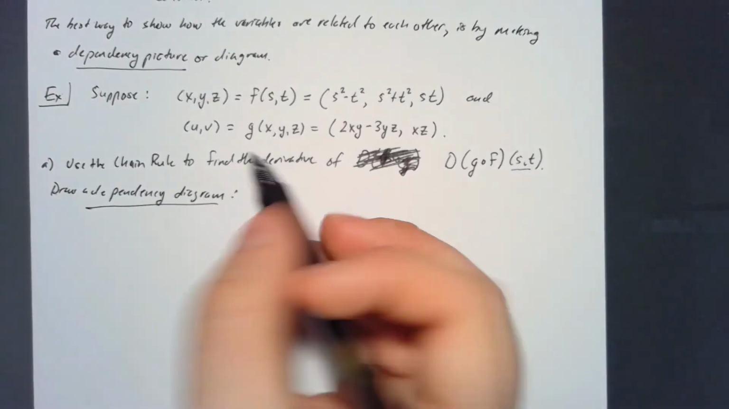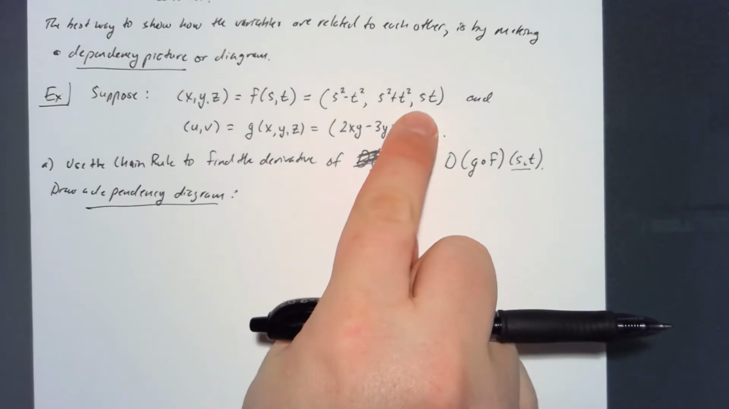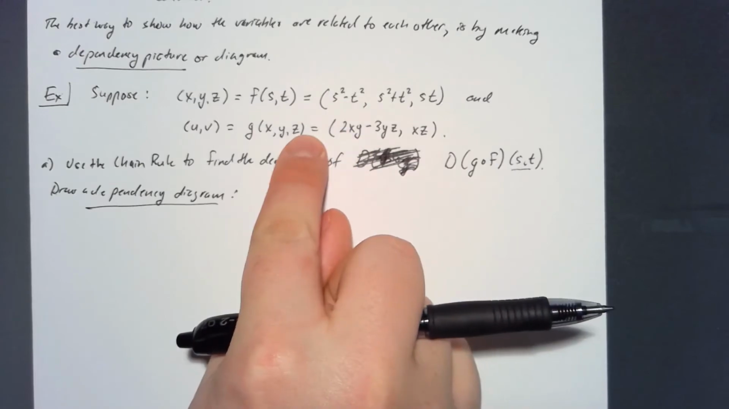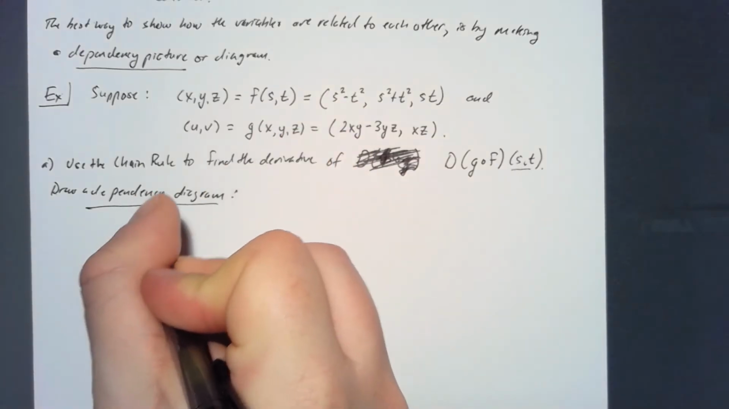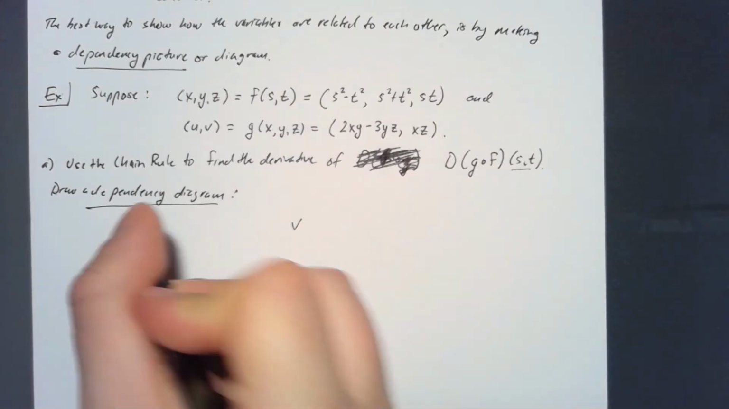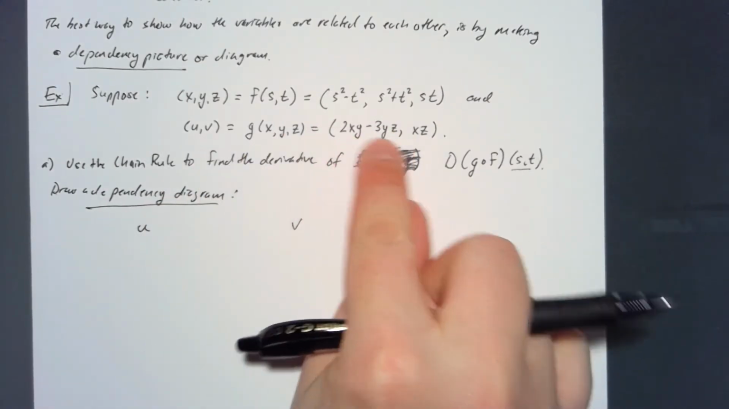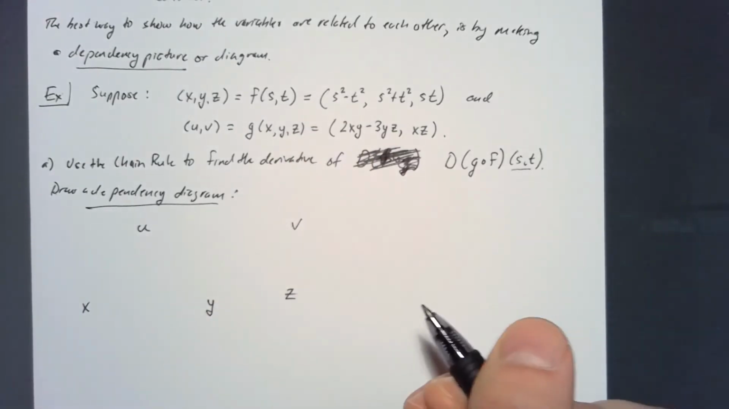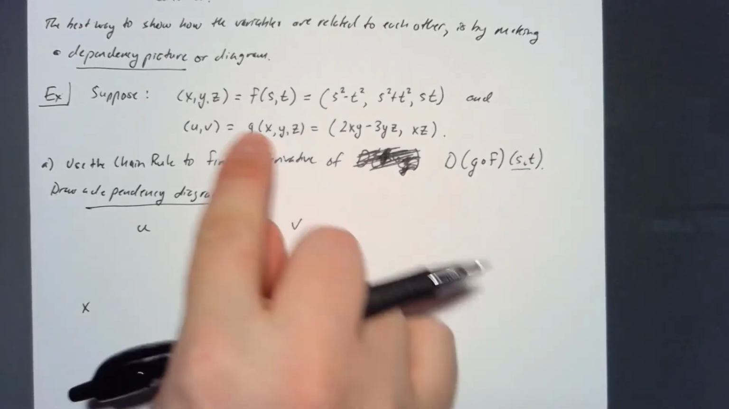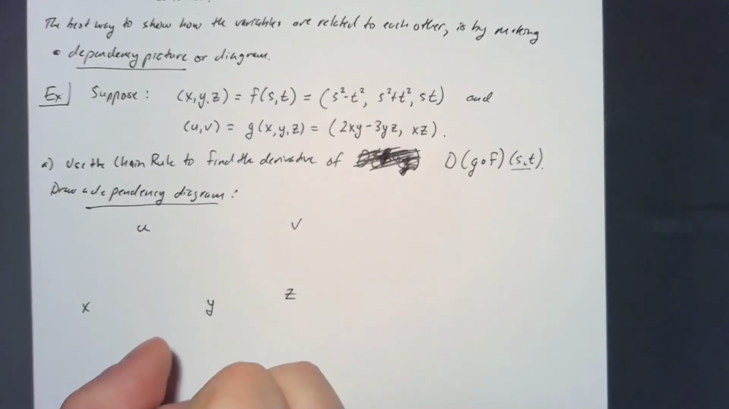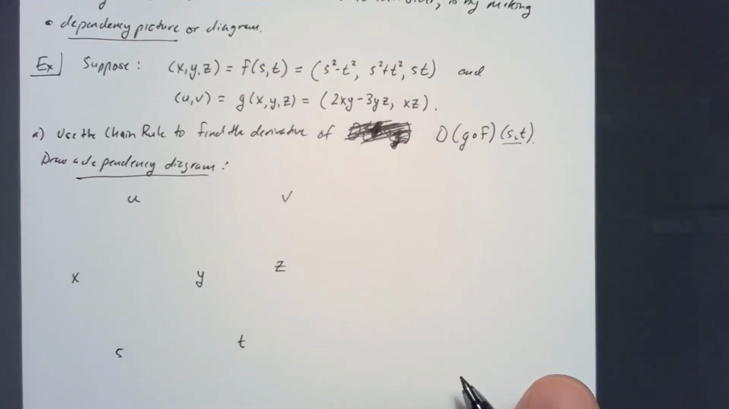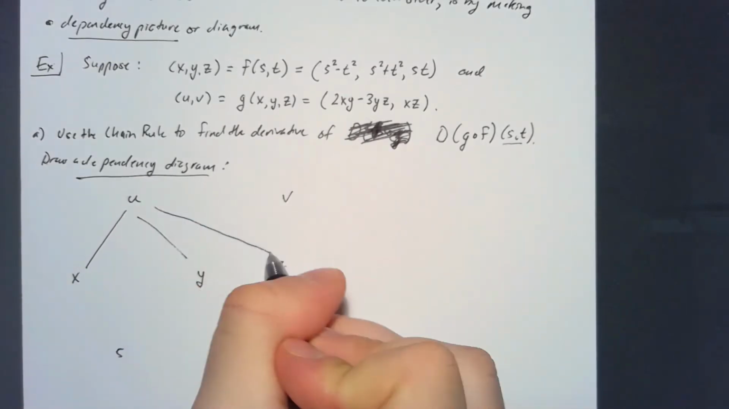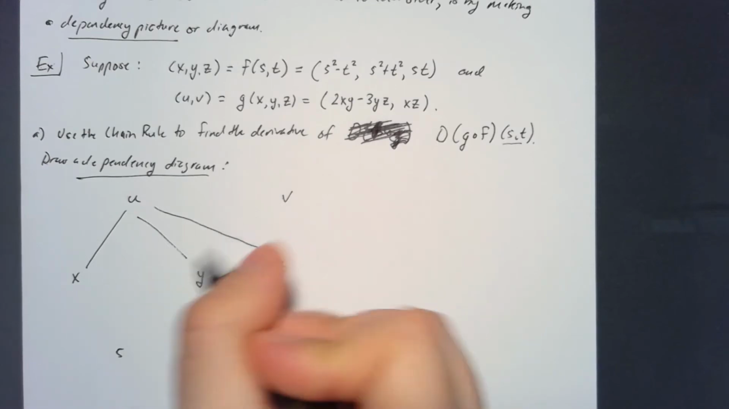So what am I starting off with? Well, if I'm ending here, that means I'm starting here. I'm taking this and plugging it in here. So I have u and v. And what are the variables that u and v are in? x, y, and z. And what are x, y, and z variables of? Well, they're in terms of s and t. So u goes to x, u goes to y, u goes to z, and v goes to x, y, and z as well.